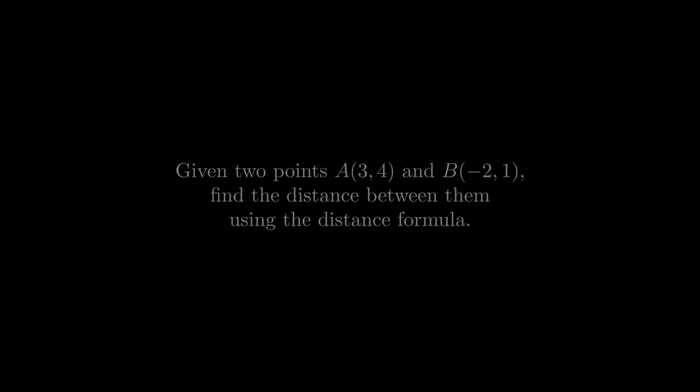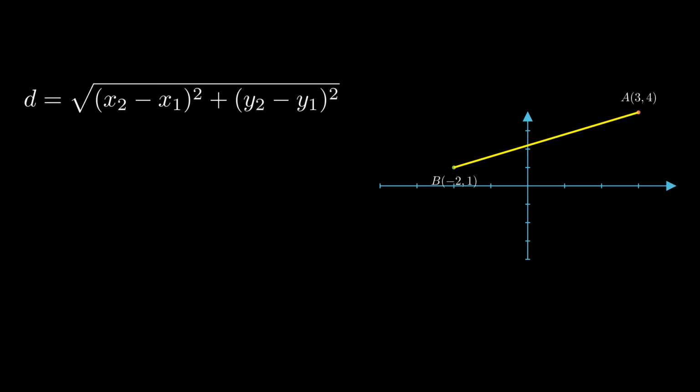To visualize the problem, let's plot these points on a coordinate plane. We connect A and B with a line segment. Now, let's apply the distance formula. The distance formula is given by d equals sqrt((x2 - x1)^2 + (y2 - y1)^2), where (x1, y1) and (x2, y2) are the coordinates of the 2 points.